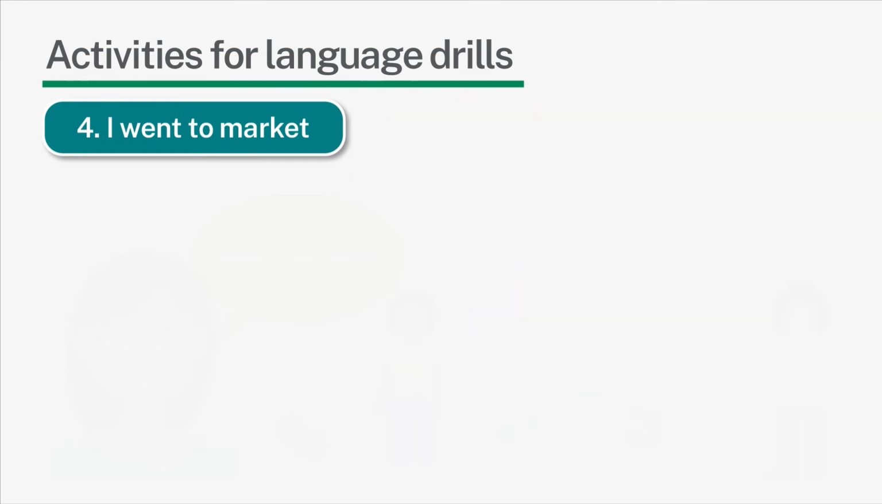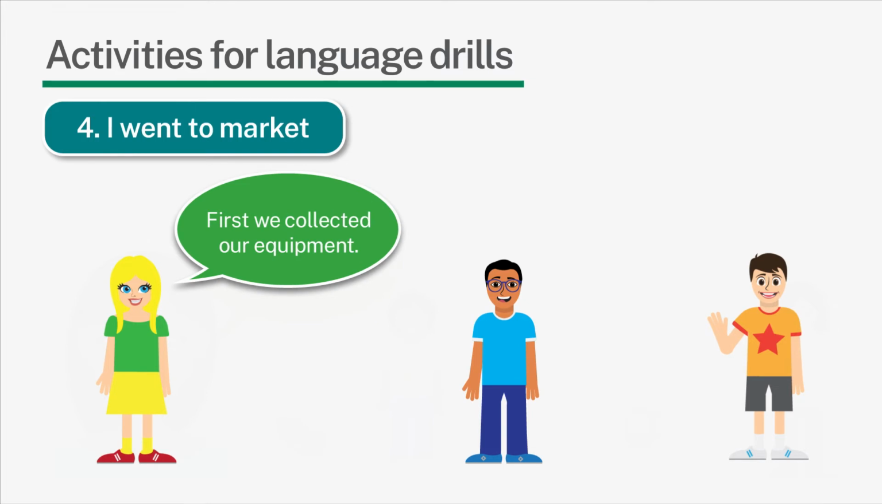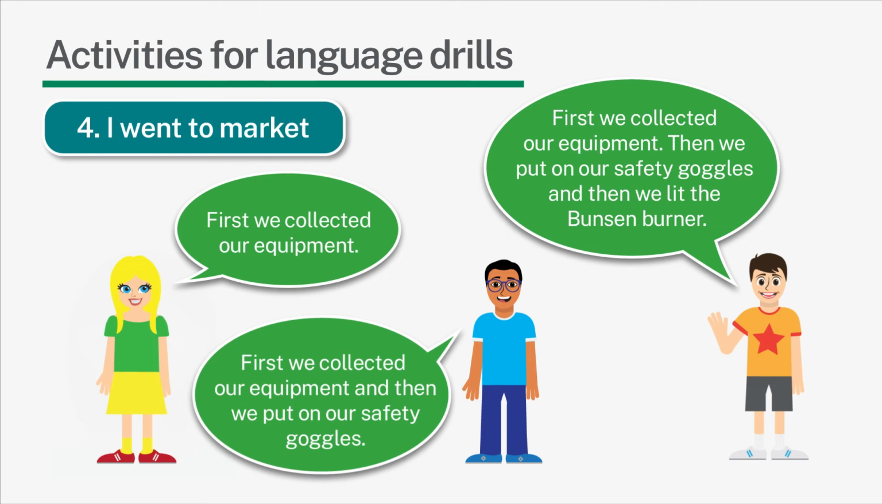This can be done with different structures and in different subjects. For example, to drill the language needed to describe a science practical, learner A could say, "First we collected our equipment." Learner B could then say, "First we collected our equipment, then we put on our safety goggles." And learner C could say, "First we collected our equipment, then we put on our safety goggles, and then we lit the Bunsen burner."